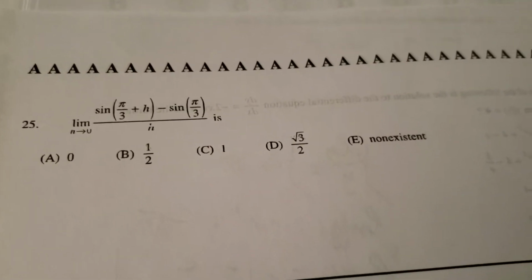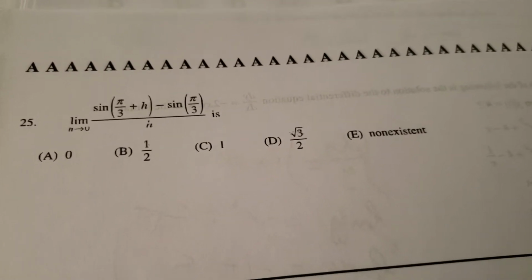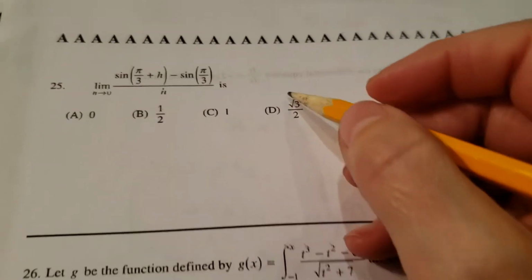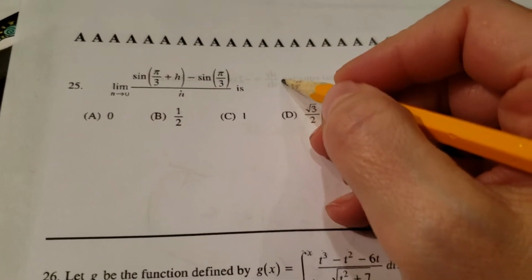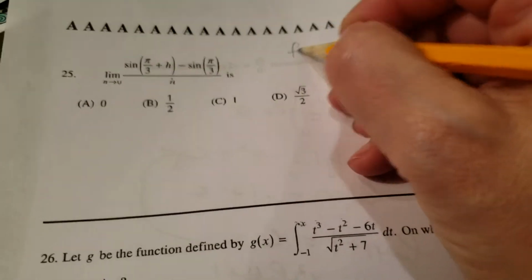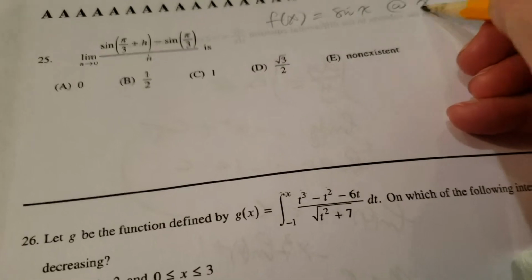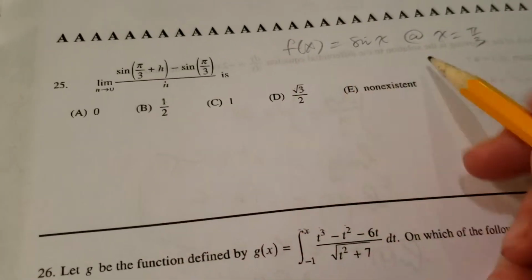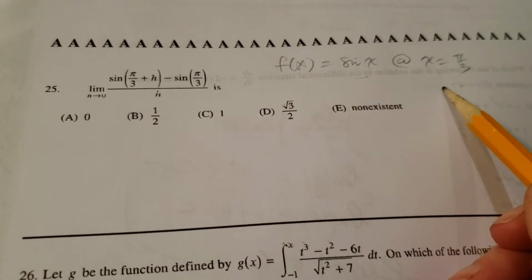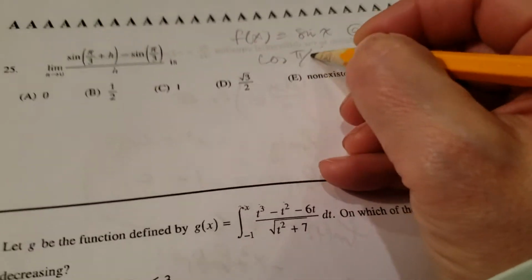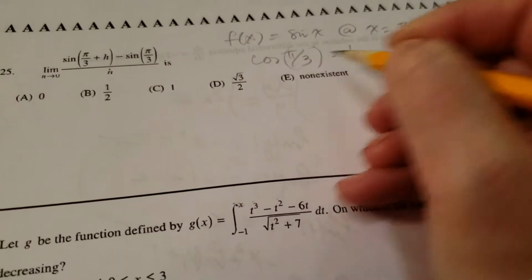Oh, well, this is lovely. You could use L'Hopital's if you'd like, but if you notice that this is the definition of the derivative, f of x plus h minus f of x over h, f of x here is sine x at x equal to pi over 3. So you're finding the derivative of this function at that x value. So that would be cosine of pi over 3, which is a half, and that would be choice B. That's it.